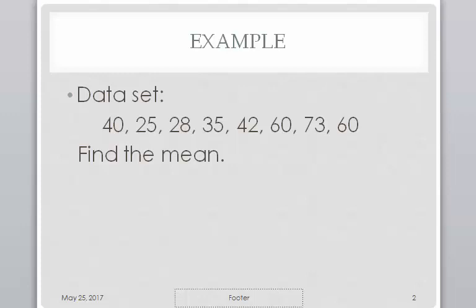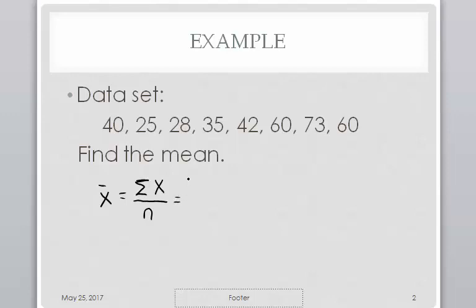To calculate the mean, recall that your formula is a fraction, and on the top, for the numerator, we're going to sum the x values, and on the bottom, we divide by n, where n is the number of data values that we have. So we'll begin by summing the x's.